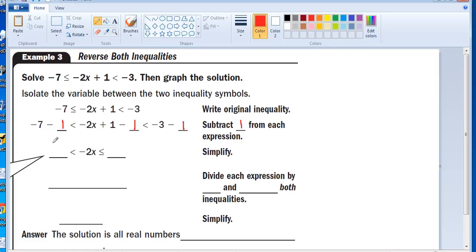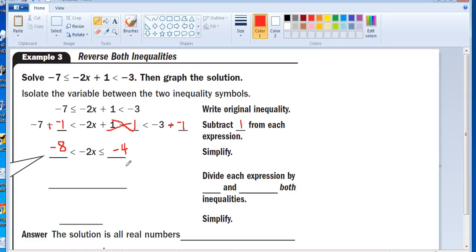Okay, here's what you're left with. Right here, this is negative 7 plus negative 1. That's negative 8. These cancel out. And then this is negative 3 minus 1, or negative 3 plus negative 1, which is negative 4.